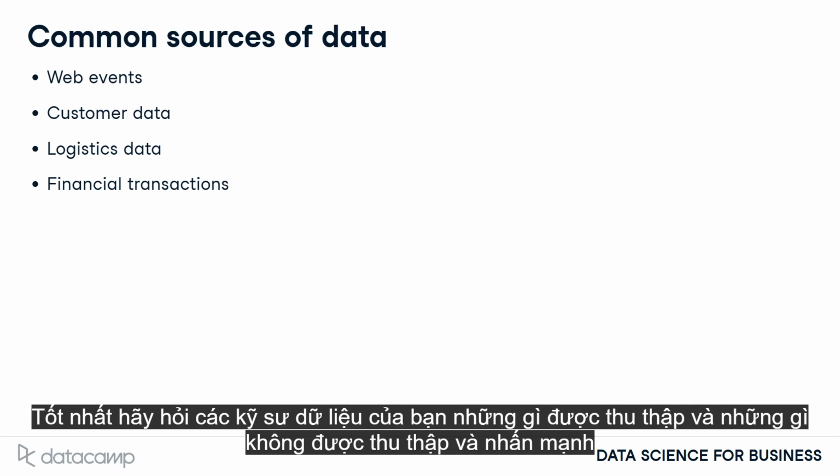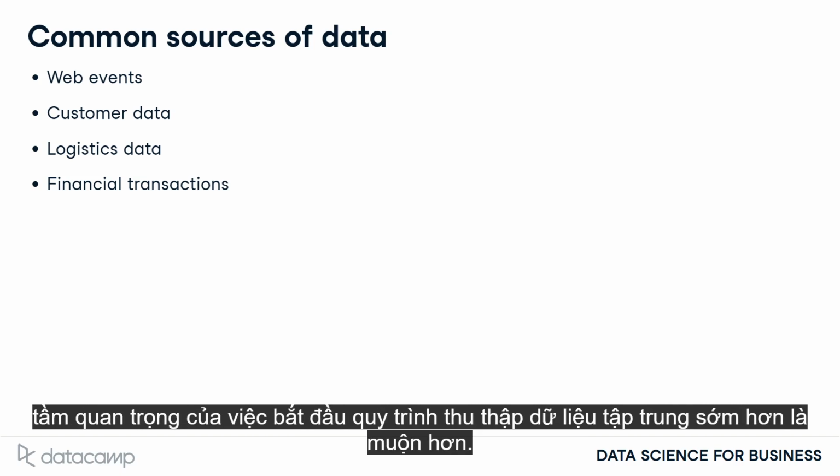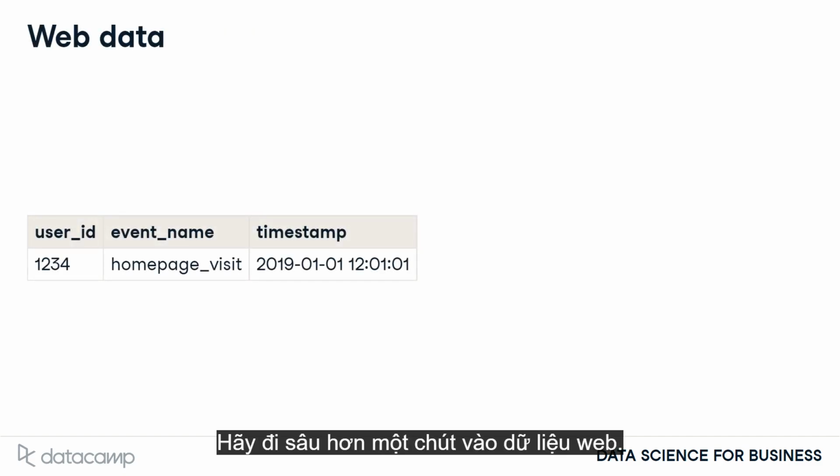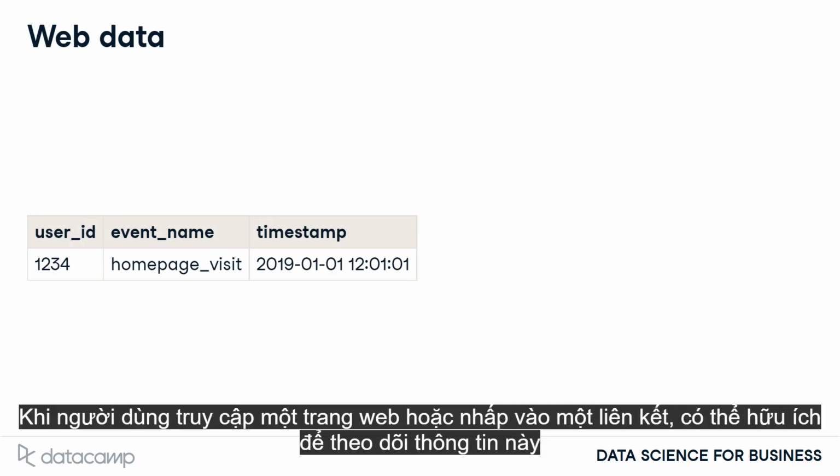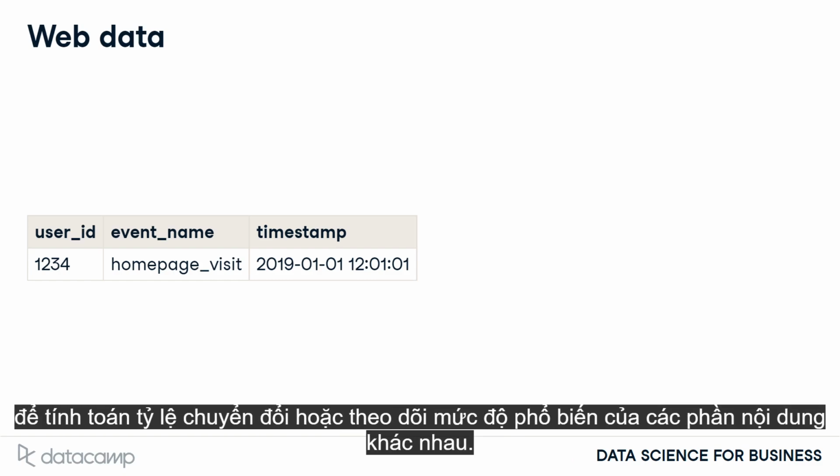It's best to ask your data engineers what is collected and what isn't, and to emphasize the importance of starting the centralized data collections process sooner rather than later. Let's dive a bit deeper into web data. When a user visits a web page or clicks on a link, it can be helpful to track this information in order to calculate conversion rates or monitor the popularity of different pieces of content.